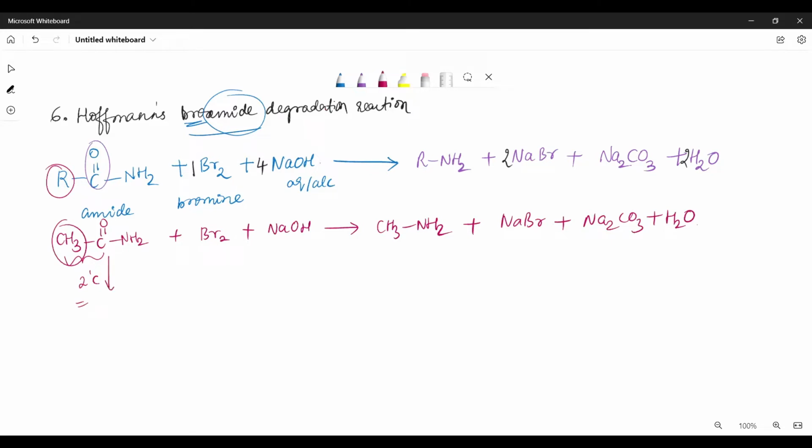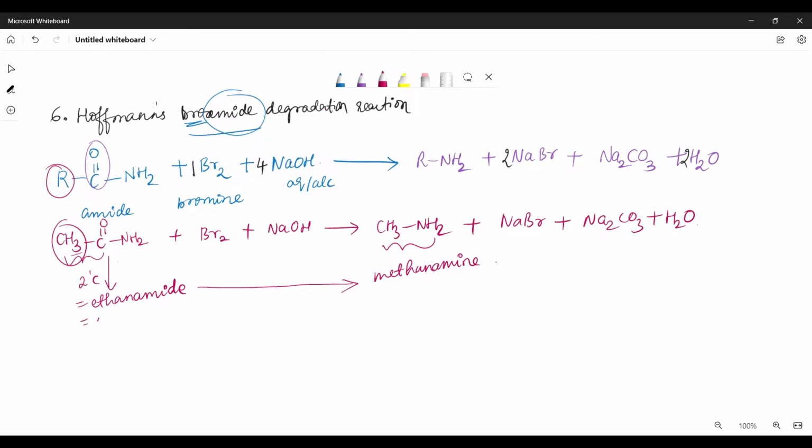What is this compound called? It is called ethanamide. Meth, eth, 2 carbon. What is this called? Methanamine. So what is actually happening? Ethanamide is converted into methanamine. So very importantly, in the reaction, whatever amide you would have taken, that will become one carbon lesser and it will give you the respective amine.